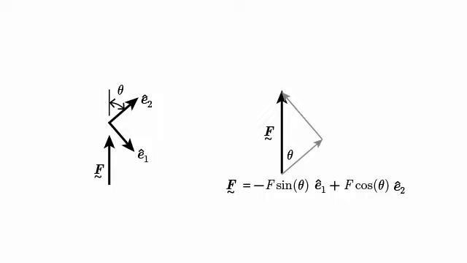All right, so we've got another vector decomposition problem. In this case, I've got the vector f pointing upward, and I want to decompose it into components in the e hat 1 and e hat 2 directions defined like so. And of course, I'm going to go back to my recipe.